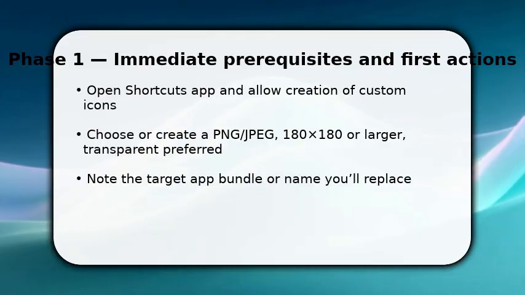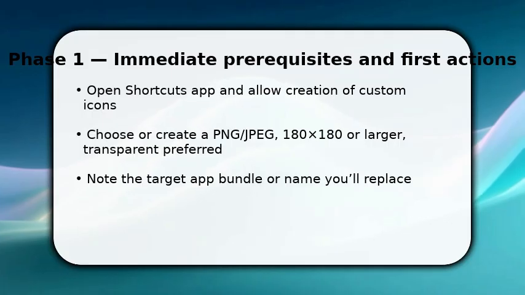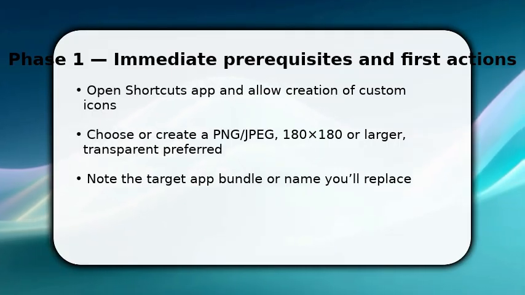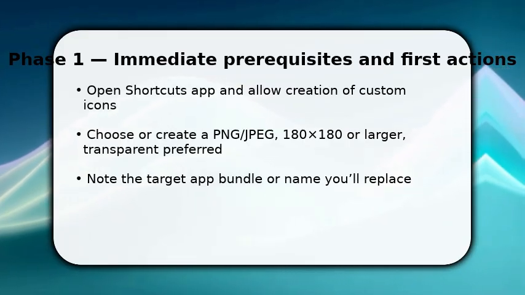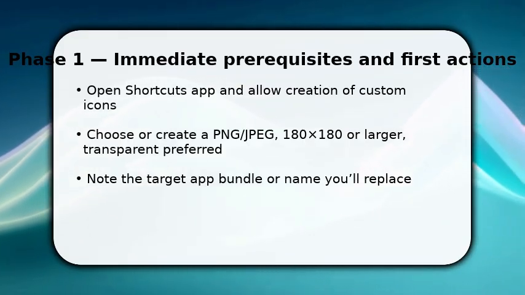You start by opening Shortcuts and tapping plus to create a new shortcut. This is where you'll wrap the target app. Next, add the Open App action and select the app you want to relaunch with a custom icon.